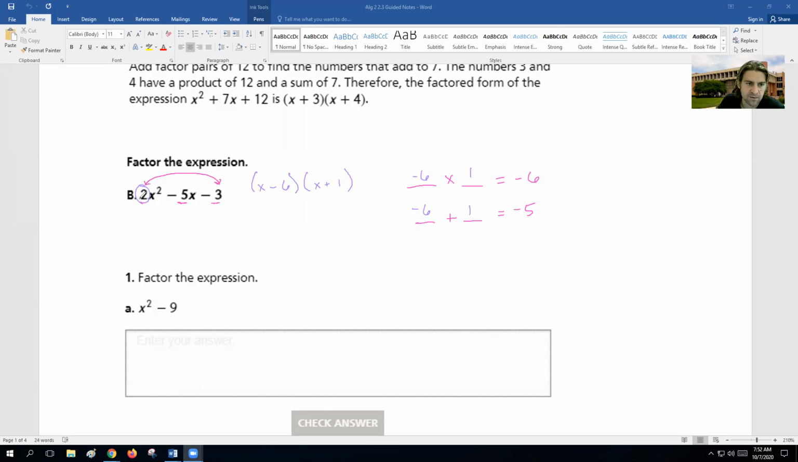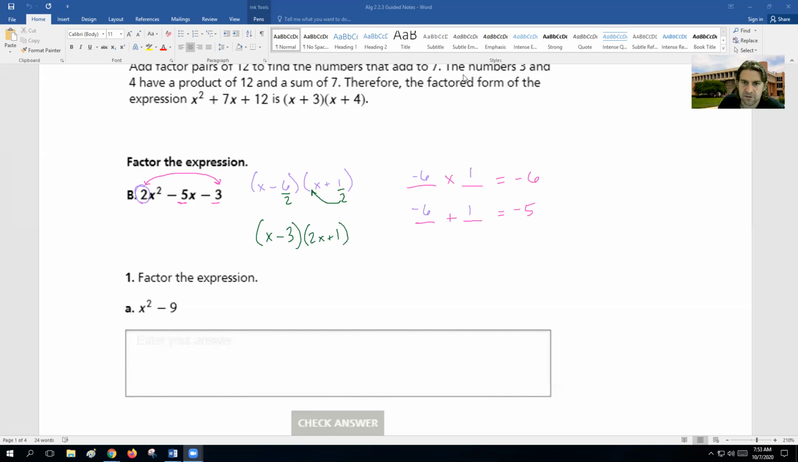But since we had a number in front, we need to do one more extra step. The extra step is we need to divide and then simplify or slide. So we're going to divide our factors by that number in front. We're going to divide by 2 and see if it simplifies. So does x minus 6 divided by 2 simplify? Yeah, that just becomes x minus 3. Now does 1 divide by 2? No, it doesn't. So we're going to slide it on over. So this would be a 2x plus 1.